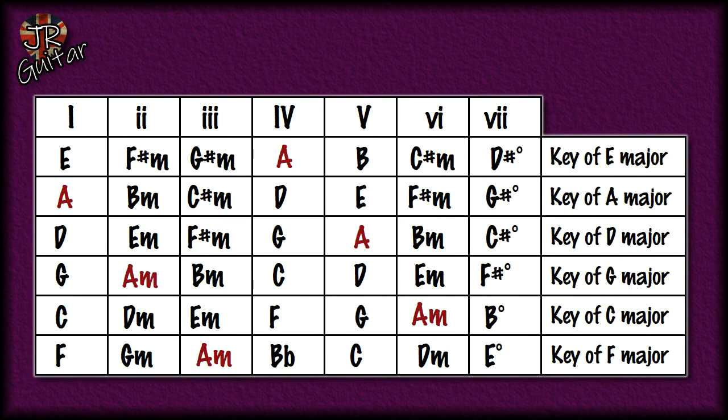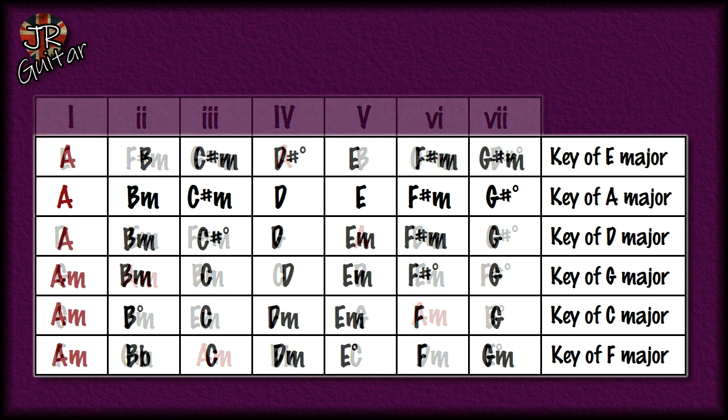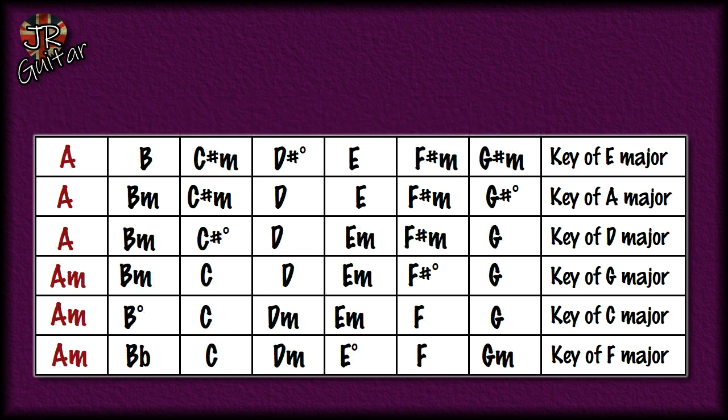minor chord. You can see that the key of E major, A major and D major all contain an A major chord. I've shown it in red. And the key of G major, C major and the key of F major, once again shown in red, all contain an A minor chord. So the first thing we need to do is reorientate all of those keys so the A or A minor chord is now the focus, and that looks like this.